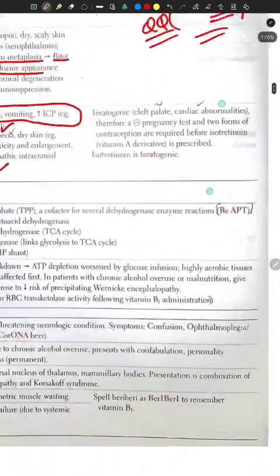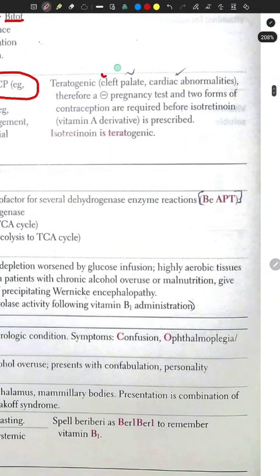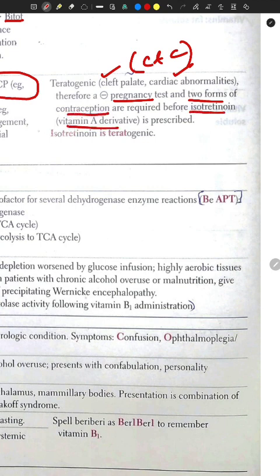So what is the teratogenic effect? Teratogenic effect mostly is cleft palate and cardiac abnormality, CNC. Therefore, a negative pregnancy test and two forms of contraception were required before isotretinoin. Okay, so isotretinoin is teratogenic, that's all.